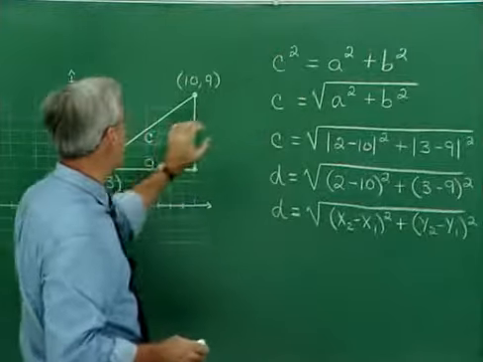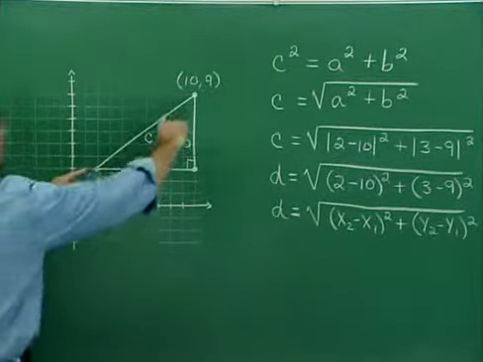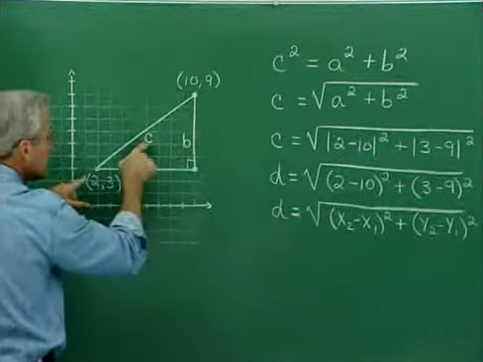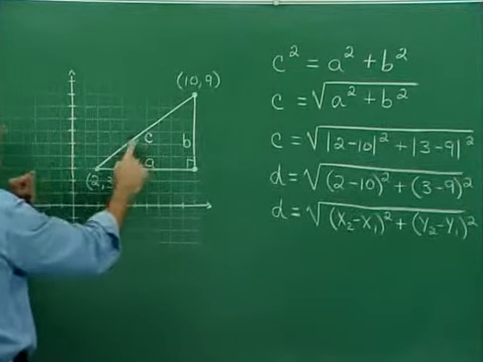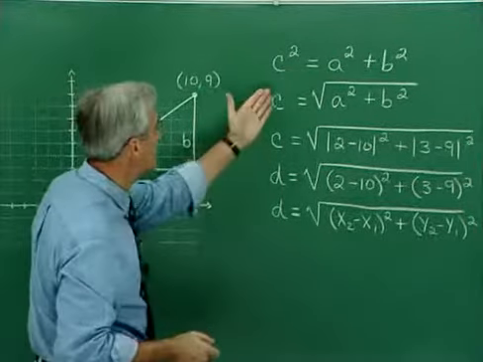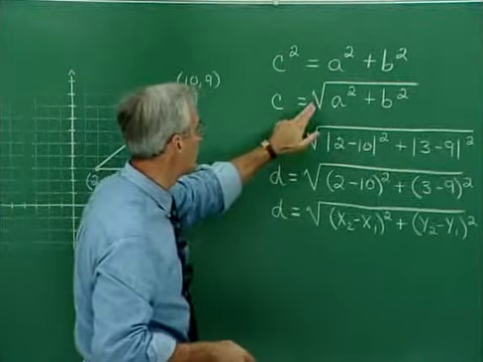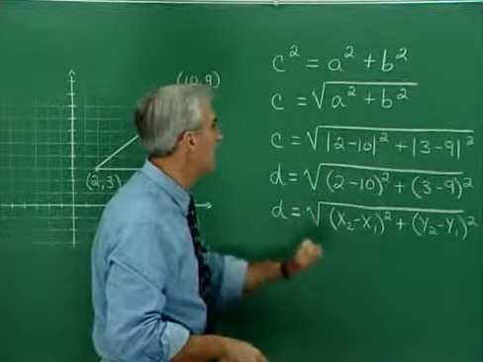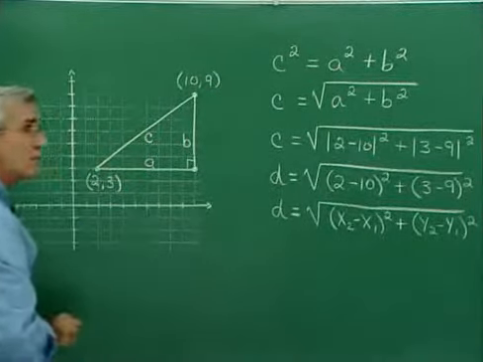Now we're going to develop a distance formula, this distance along between the 2 points. So this distance C is what we're after here. So I want to solve this for C. Taking the square root on both sides, I find C to be the square root of A squared plus B squared. Now let's talk about the distances A and B.